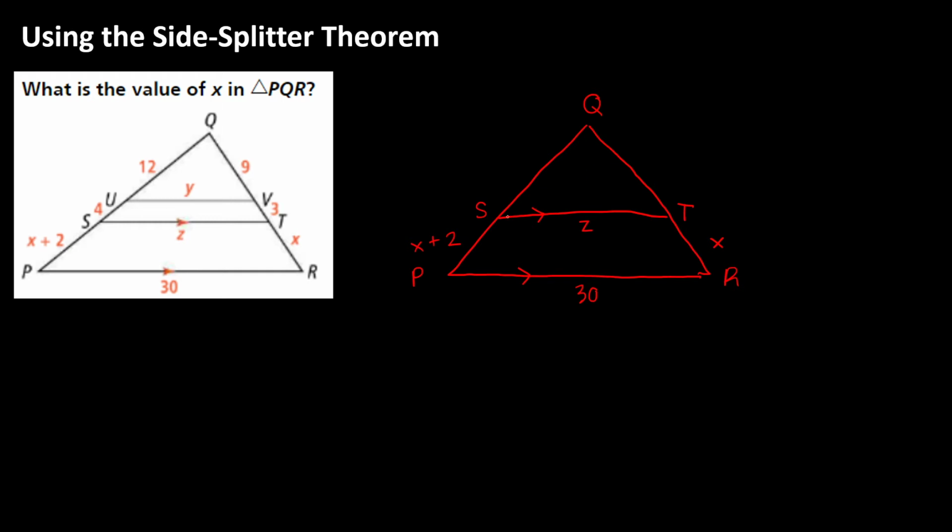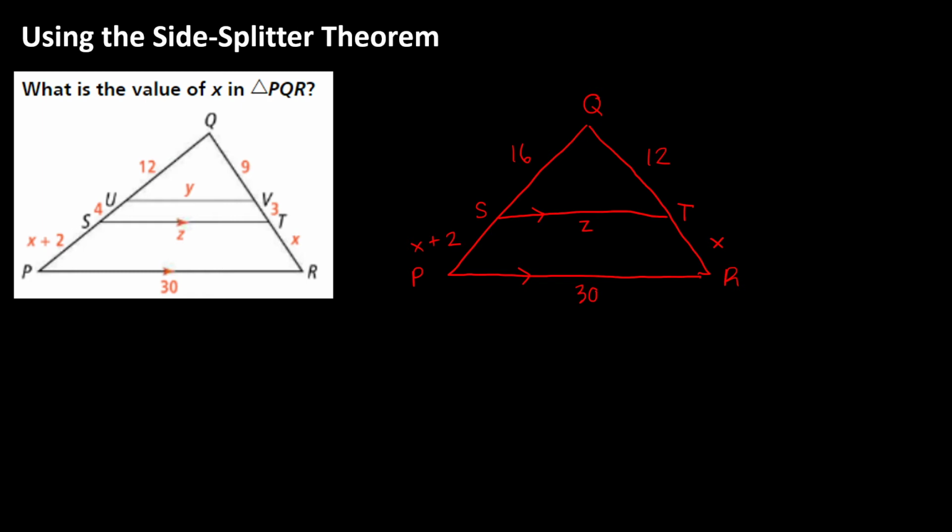So here, to find the value of SQ, I'm going to add SU and UQ. 4 plus 12 is 16. And to find the value of QT, I'm going to add QV and VT. 9 plus 3 is 12. So this is the bare bones information of what I need to solve for x.